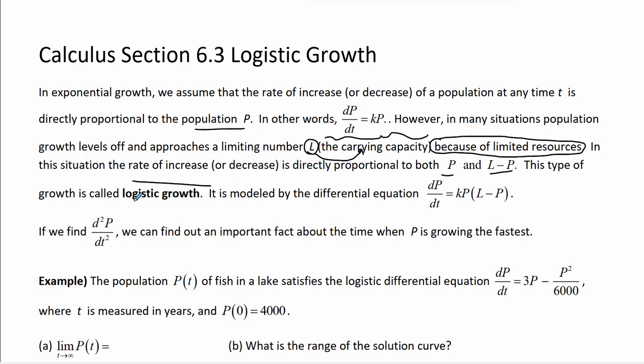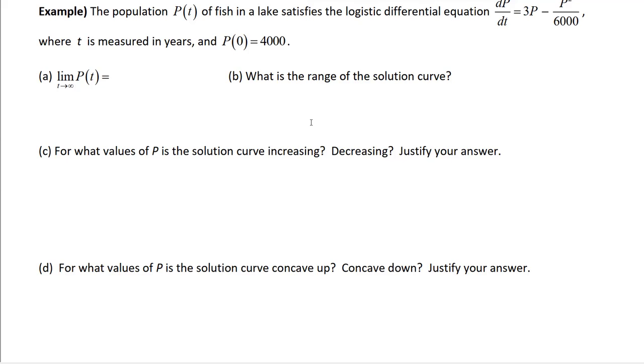All right, and this is what we call logistic growth. So this is the differential equation here: dP over dt is equal to k times P times L minus P. The L is our carrying capacity. That's going to be important. If we find the second derivative of P, we can find out when P is growing the fastest. These three examples are pretty similar.